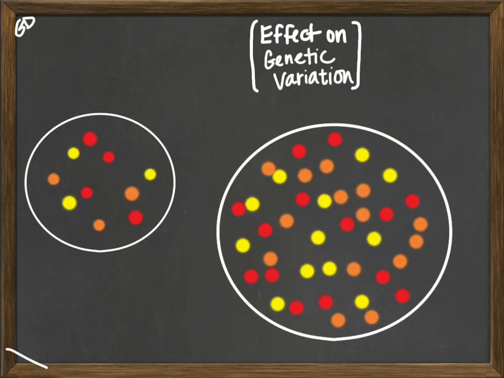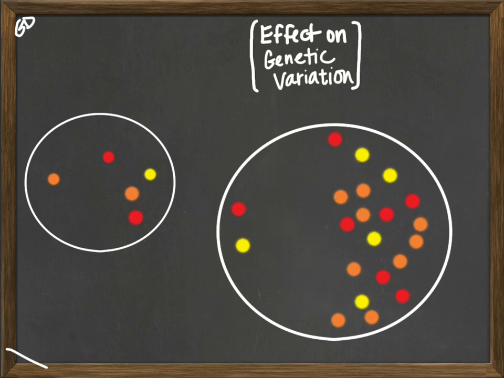Just as an example, if we have these two populations and randomly something comes along and kills off half of them, doop, doop. We're going to maintain more genetic variation in the larger population, just by virtue of the fact that there are more individuals with each phenotype.